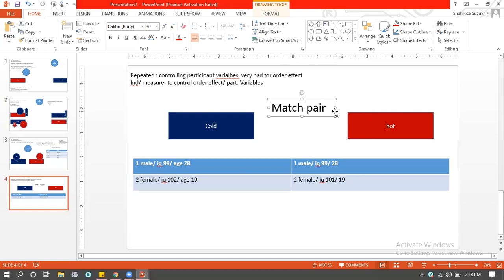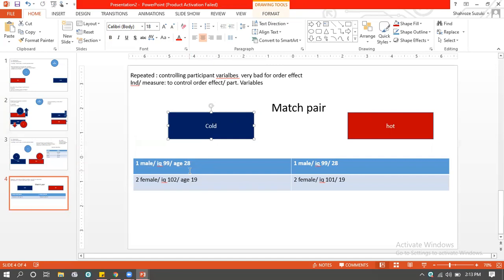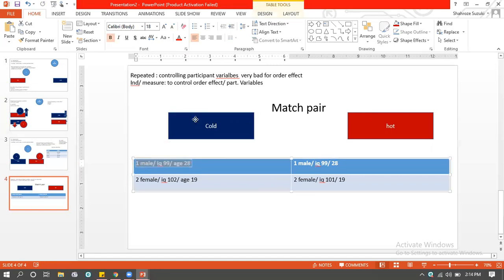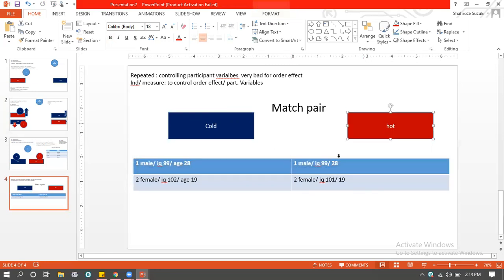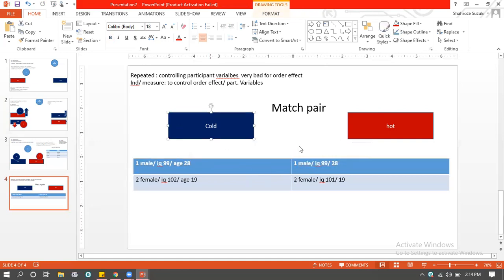Now, what does this do? Because one participant goes through one condition only, right? This male will go in the cold condition. This male will only go in the hot condition, right? So here there's not going to be any order effect, because you're only going in one condition. But is there a difference in participant variables? No, because this participant variable is exactly the same as this participant variable. So it's like basically having a clone in this condition and having that person's clone in this condition.